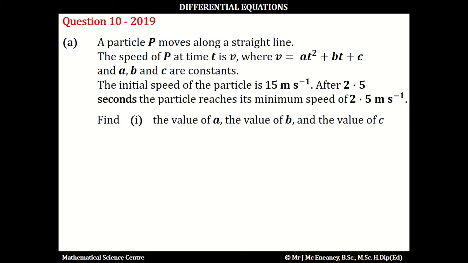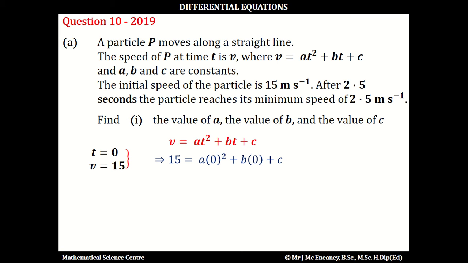In part 1, we want to try and find the value of a, b and c. So here we know that v equals at squared plus bt plus c. Now we're told that the initial speed of the particle is 15. So that means when t equals 0, v equals 15. If we substitute in v is 15 and t is 0, 15 then equals a times 0 squared plus b times 0 plus c. So this just means then c equals 15. This means then that v can be written as at squared plus bt plus 15. We now know the c value is 15.